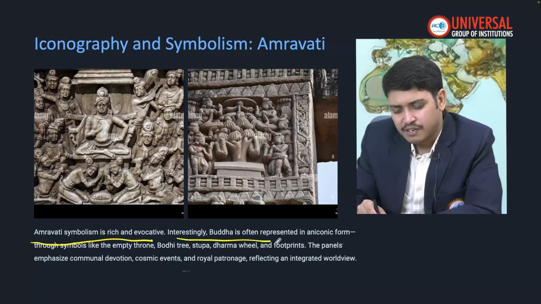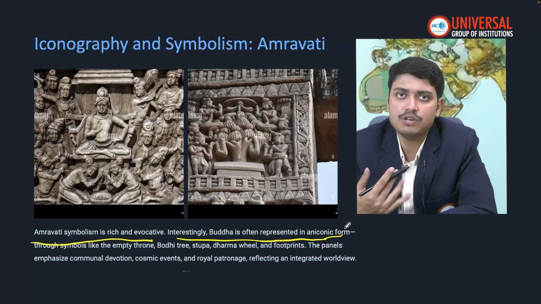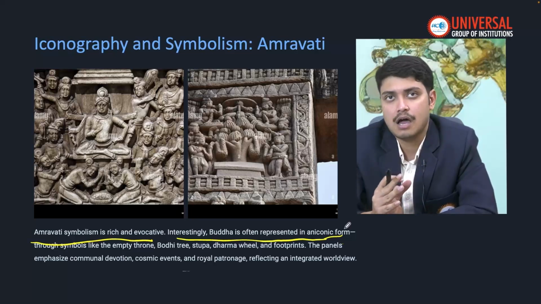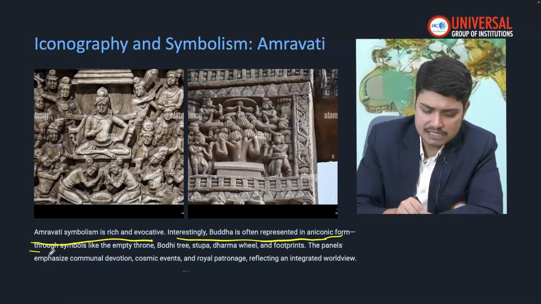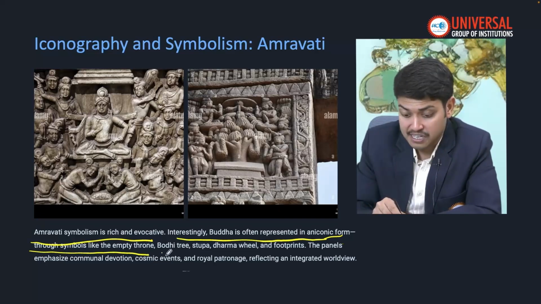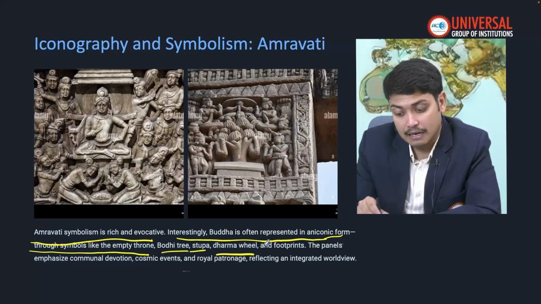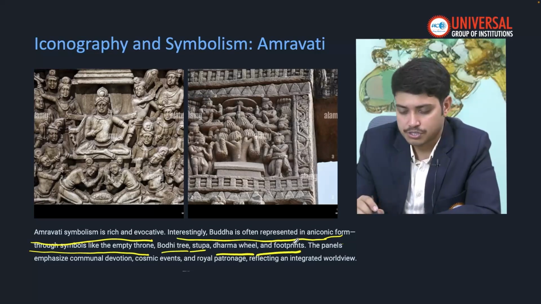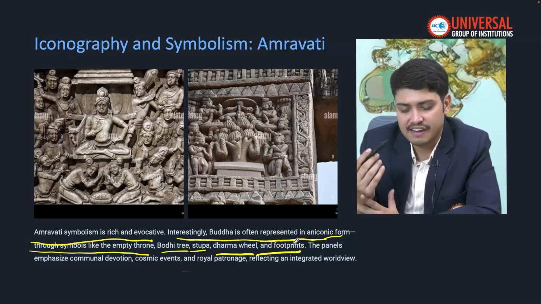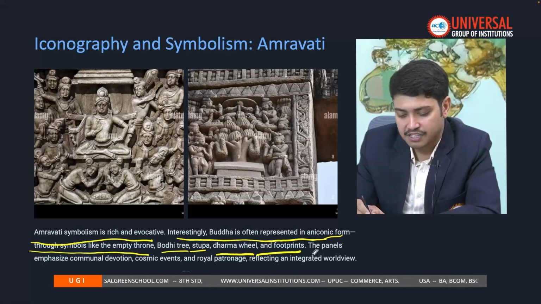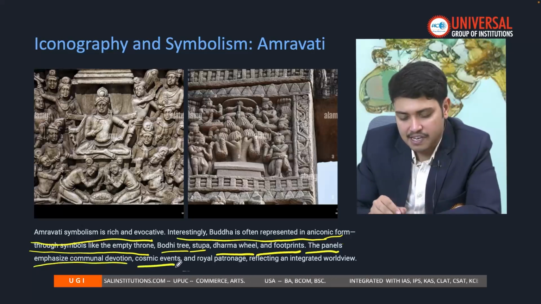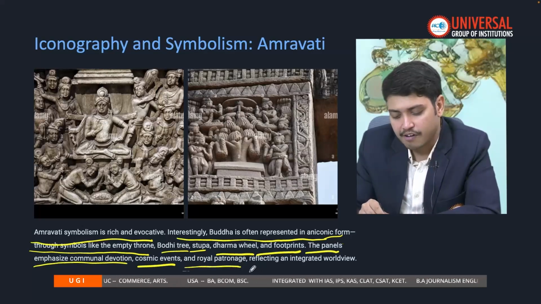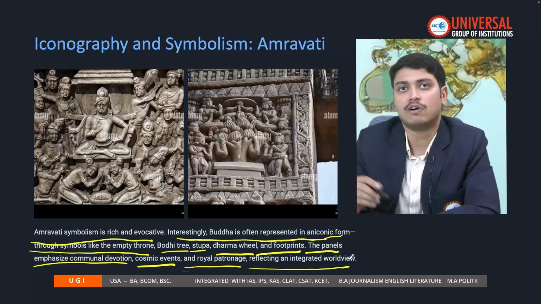Interestingly, Buddha is often represented in aniconic form. Aniconic form means you do not necessarily portray Buddha; rather, you address Buddha through other elements, through symbols like the empty throne, Bodhi tree, stupa, dharma wheel and footprints. This is very important, okay? This is a very peculiar feature of the Amaravati School of Art. The panels emphasize communal devotion, cosmic events and royal patronage, reflecting an integrated worldview.